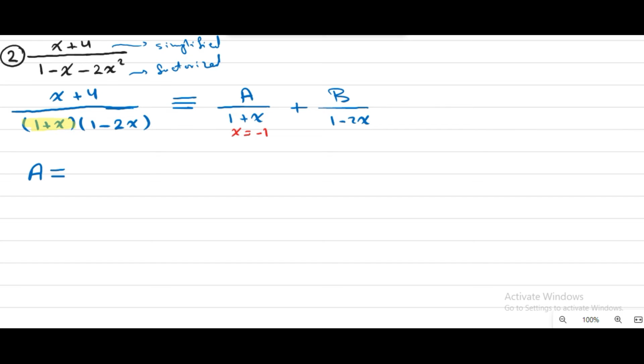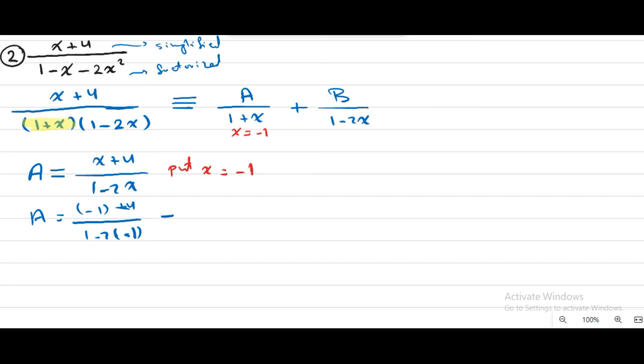What is the remainder? The remainder is x plus 4 over 1 minus 2x. Then put x minus 1 in the place of x. Put negative 1 in the place of x in this expression. So A equal to negative 1 plus 4 over 1 minus 2 multiply negative 1. So it will be 3 over 3, which is equal to 1.